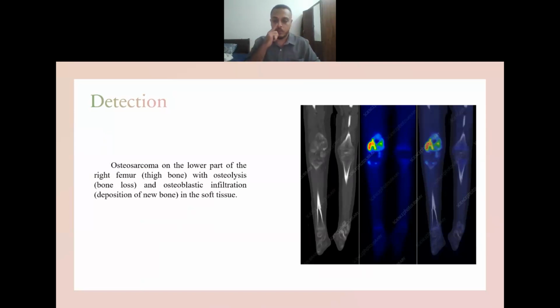Here we have an image. The first section, on the left, is a CT scan. The middle section is a PET scan, and the third, on the right, is a composite image of the two. In this image, the patient has osteosarcoma on the lower part of the right femur, the thigh bone, with osteolysis, which is bone loss, and osteoblastic infiltration, deposition of new bone in the soft tissue.